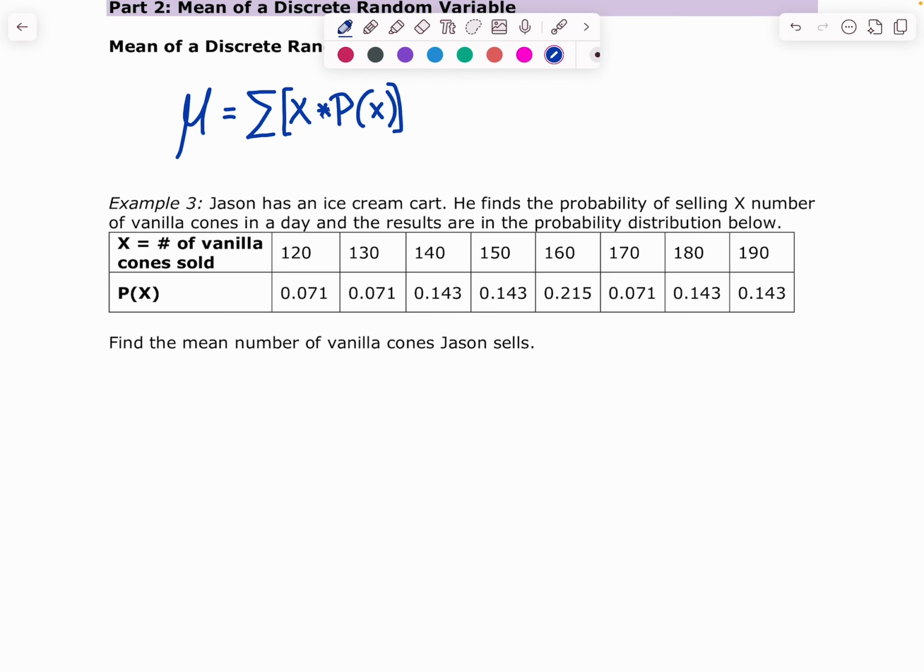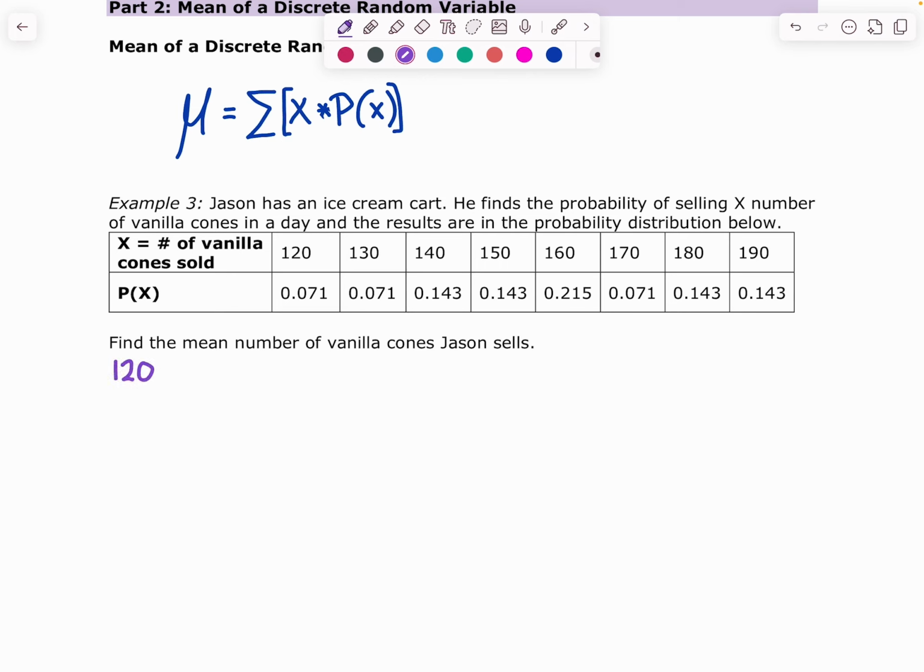Now, a good practice is to check and make sure that this is a valid distribution. Since I made this distribution, I know that it's valid, so I'm not going to check it, but it's a good habit for you to check that your distributions are valid. What we want to do is find the mean number of cones that Jason is able to sell in a day, if this is the distribution of his cone sales. So to do that, I'm going to take each x value and multiply it by its probability.